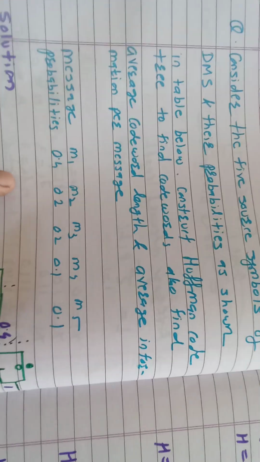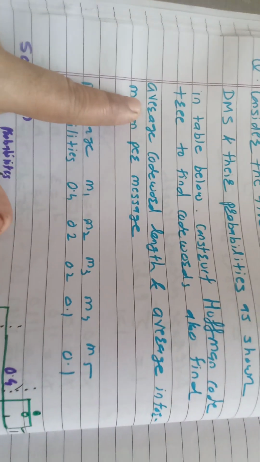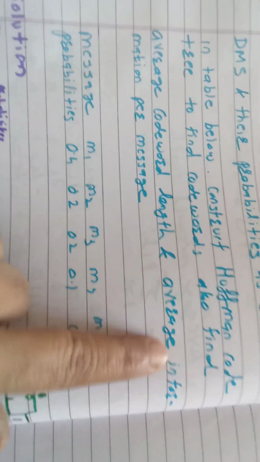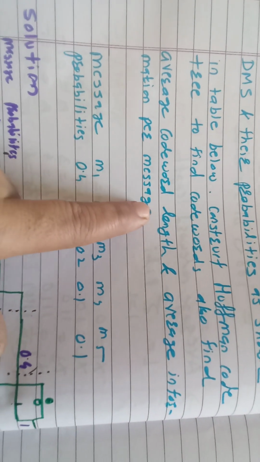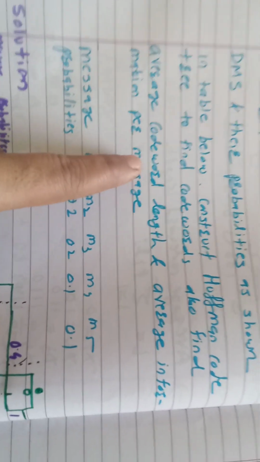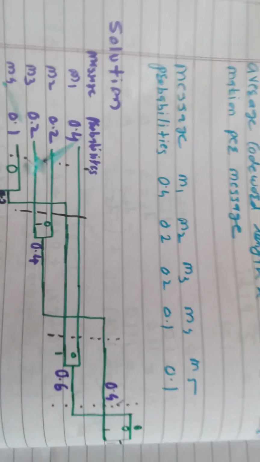The purpose of this video is to understand how to construct the Huffman tree, not to go into detail on the calculation of average code word length and average information per message, because we have understood this in depth in the previous videos where, in Shannon Fano code, we calculated these two values. The procedure is the same. So let us take the problem.